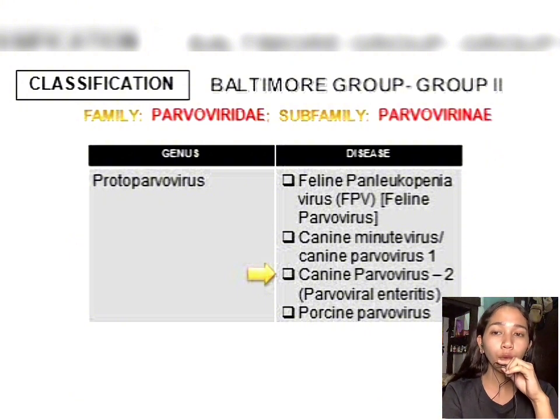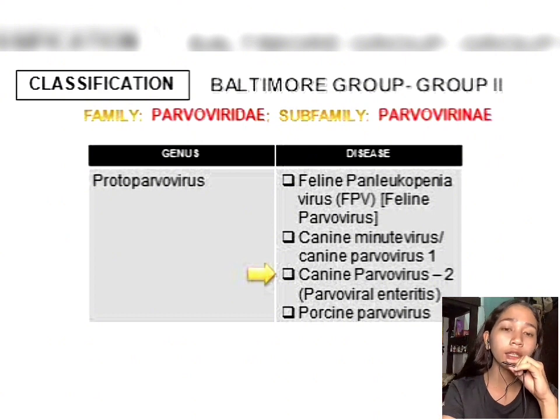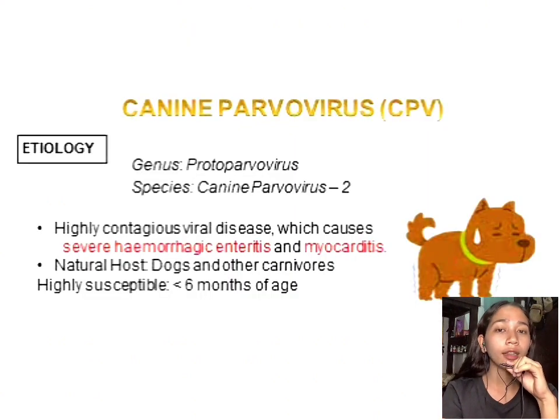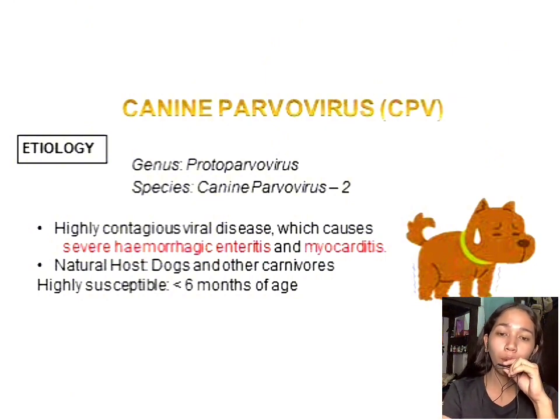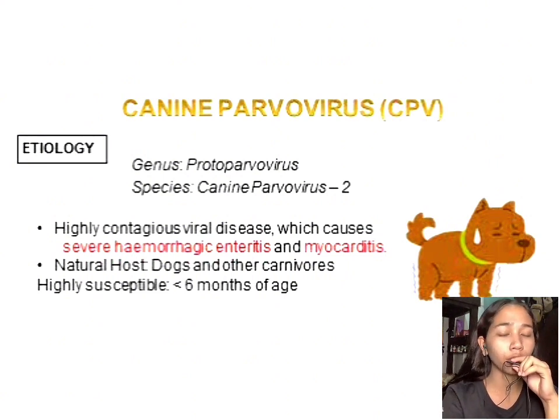In this topic, we will be discussing further about the canine parvovirus causing parvoviral enteritis, especially in dogs that are less than 6 months of age. This infection is caused by the species canine parvovirus 2 of the genus Protoparvovirus of family Parvoviridae. This virus causes a highly contagious viral disease characterized by severe hemorrhagic enteritis and myocarditis in dogs and other carnivores.